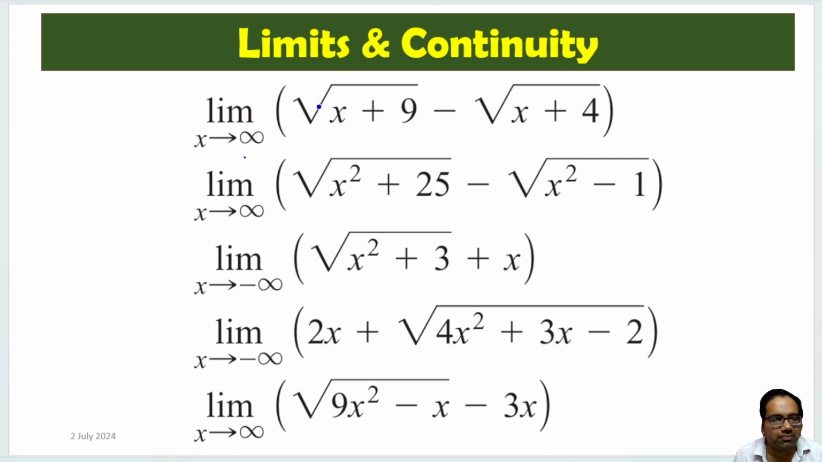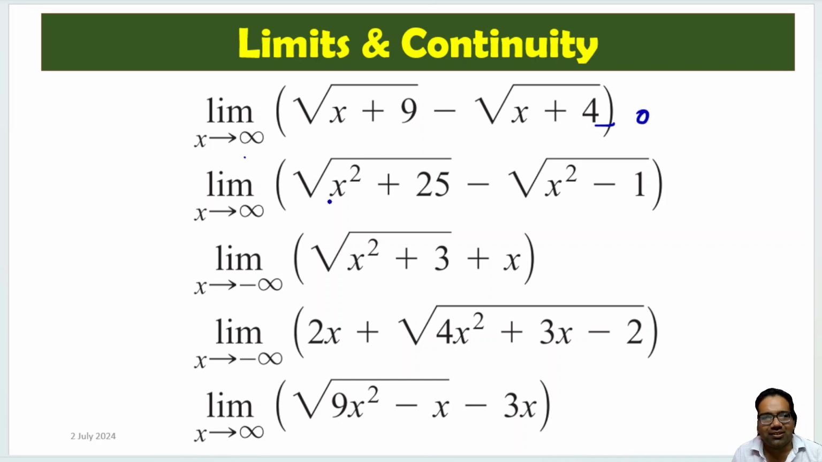So basically, what does that mean? This means root x plus 9 is roughly equal to root x, and root x plus 4 is also root x. So we get root x minus root x, which is equal to 0. Right. So this limit is actually equal to 0. Just by looking at it, we can say this. Right, guys? So similarly, the next one also.